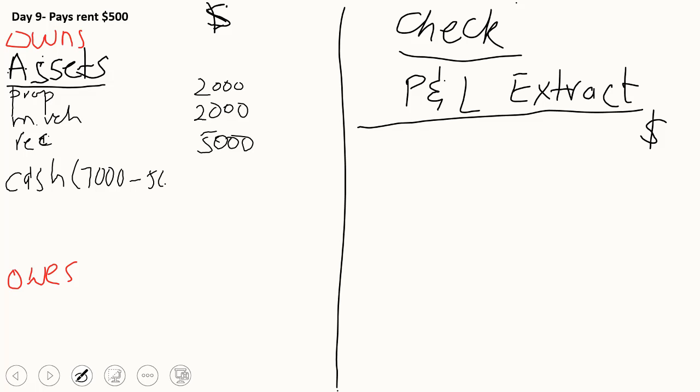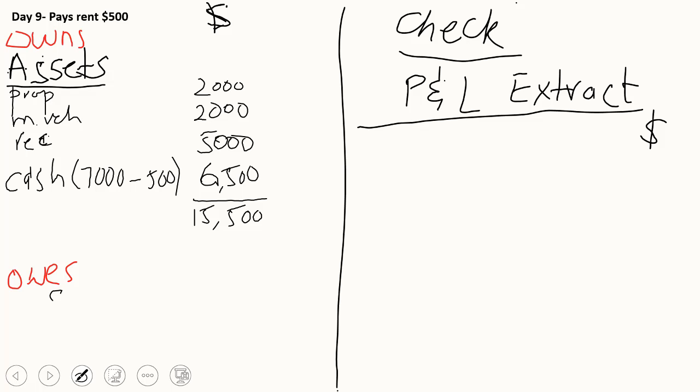7,000 minus 500 would be 6,500. And if I do the calculation, it's 15,500 if I'm not wrong. Okay, moving to what business owes.